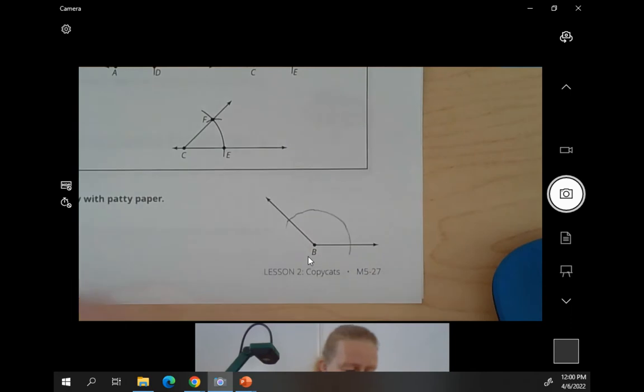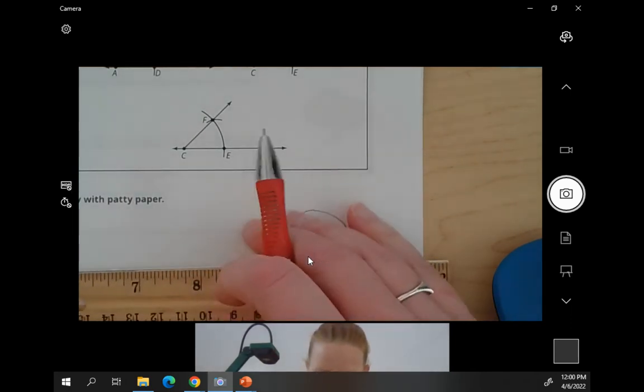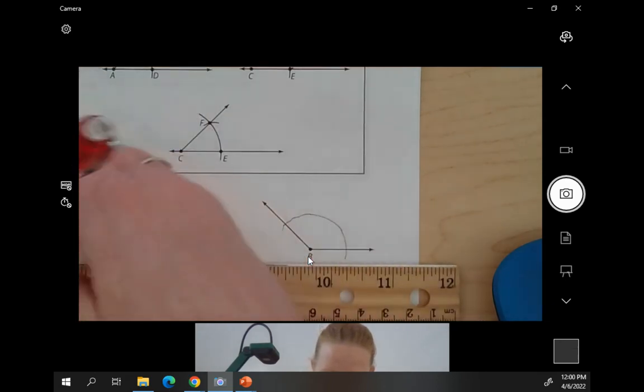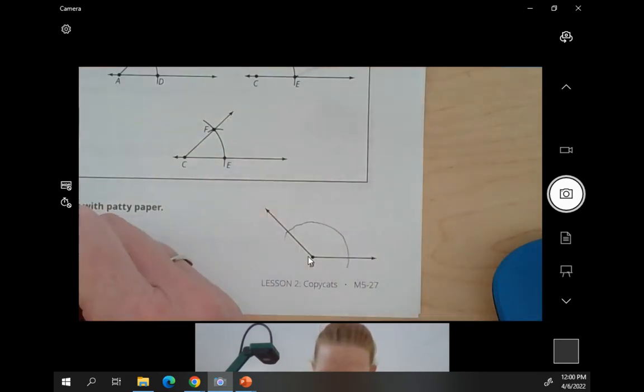Oh, and you know what I forgot to do first? I didn't make my starter side. I need to make a starter line. I'm gonna make my starter line. That's slack on my part. I'm gonna say there's my new vertex. I'm gonna call it B prime.